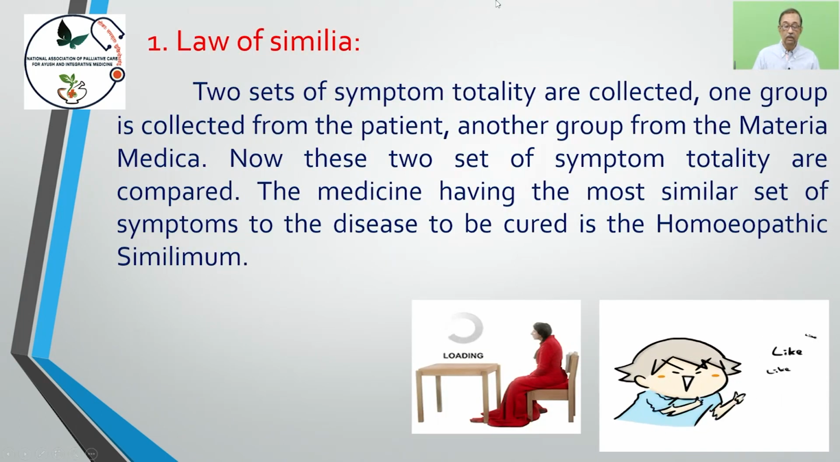What is law of similia? Two sets of symptom totality are collected. One group is collected from the patient, another group from the materia medica. Now, these two sets of symptom totality are compared. The medicine having the most similar set of symptoms to the disease to be cured is the homeopathic simillimum.